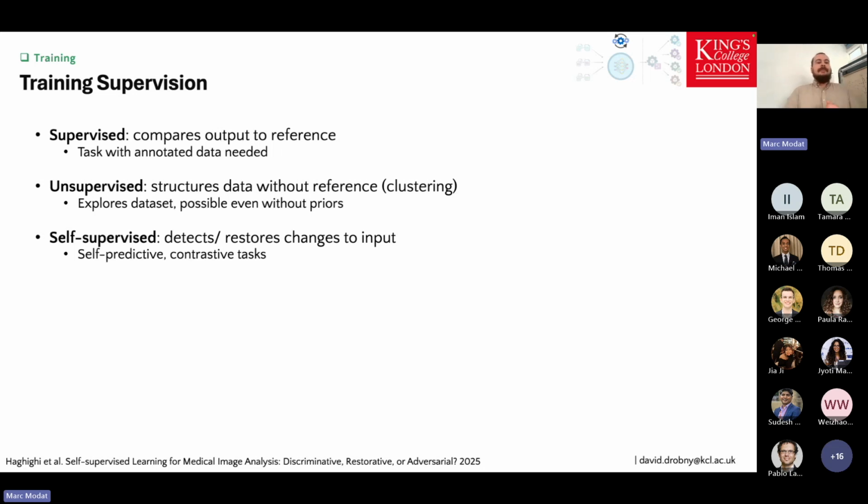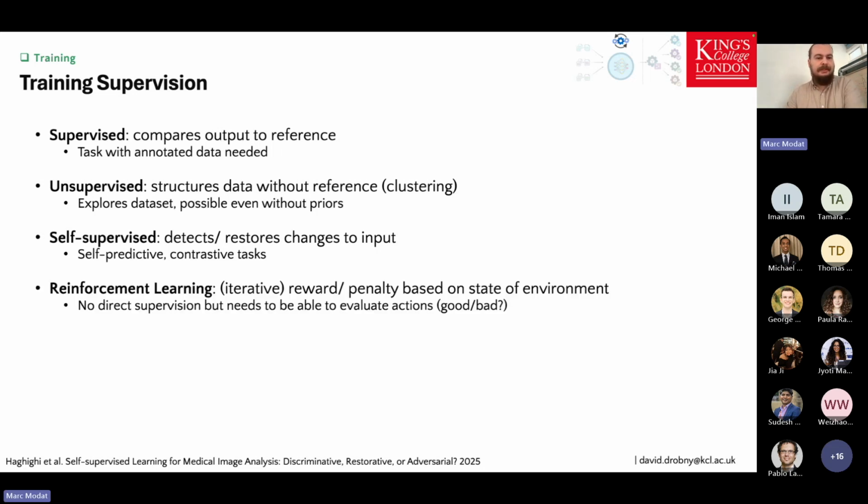Self-supervised learning is a way of applying changes to our input and then trying to understand or recover these kinds of changes so that we are supervising the output of our model with the input. I'm going to touch upon this a bit more in detail after this.